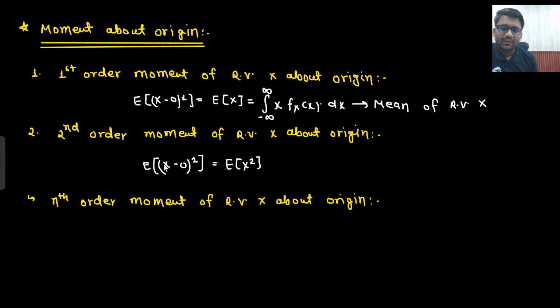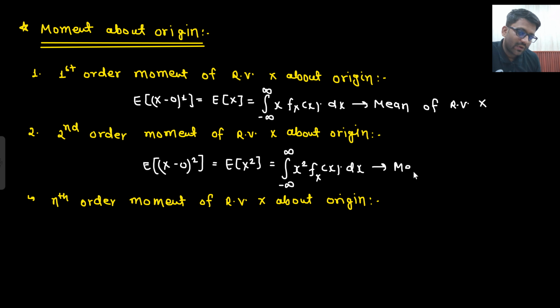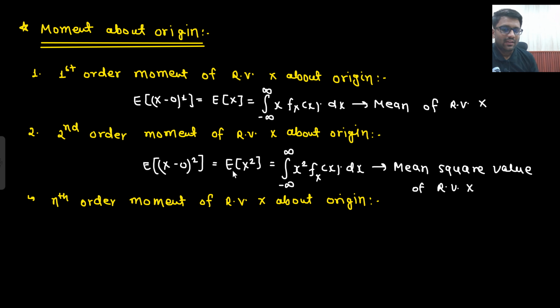Now what you are getting here is expectation of x square. So whatever is inside, capital X square, you will make it small x square. This is a function of x, so you will put the PDF of x. Now this also has a specific name. This was having the name of mean, so this is known as mean square. So this is known as mean square value of random variable x. This name you need to remember. What is the name? E of x square is known as mean square value of random variable x.